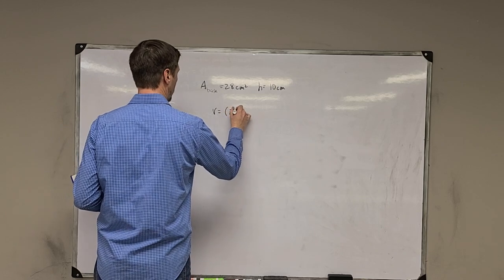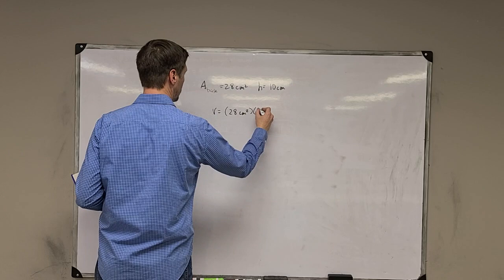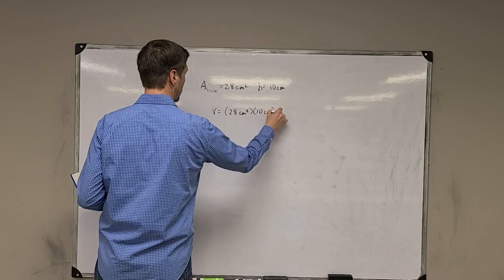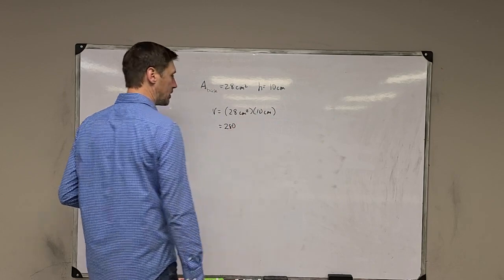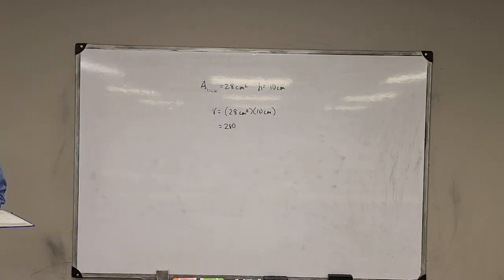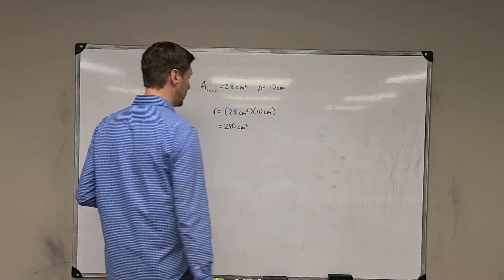So to find the volume of this, we're just going to multiply 28 centimeters squared times 10 centimeters. And that's going to be equal to 280. And since we've got centimeters squared times centimeters, what would our units be for that? Centimeters cubed, right? Cubic centimeters.